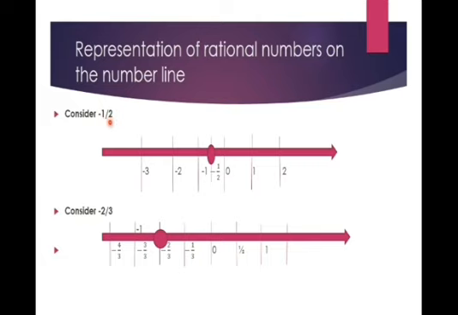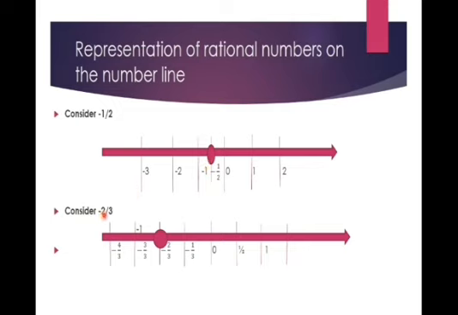Okay, consider -1/2. First we partition the space between -1 and 0 into two equal parts because the denominator is 2. But one thing, in the case of a positive rational number we partition the portion between 0 and 1, but in the case of a negative rational number we partition the portion between -1 and 0. Then we get two equal parts between 0 and -1: 0, -1/2, -1. Then we can easily represent -1/2.